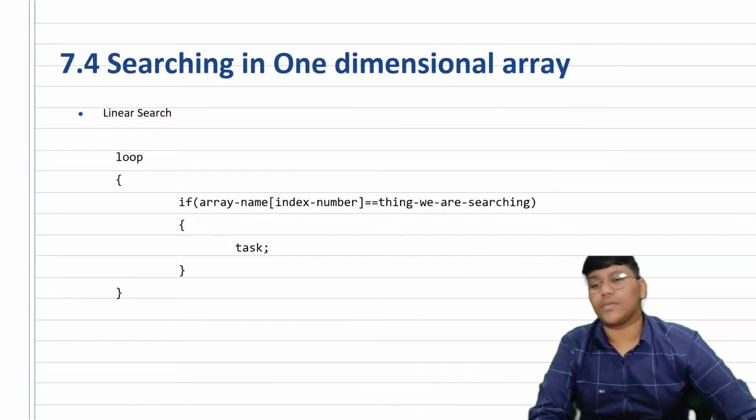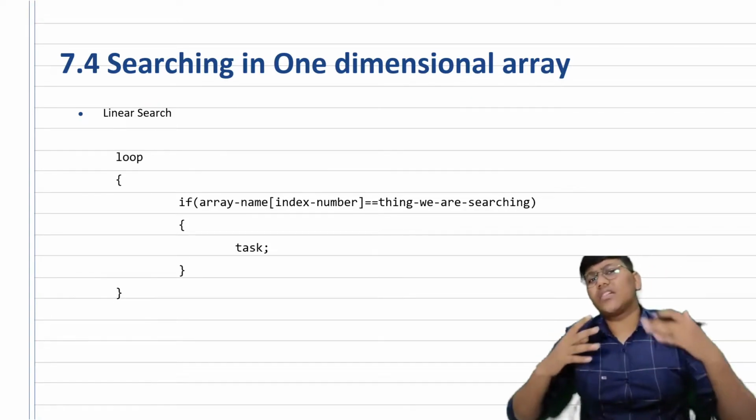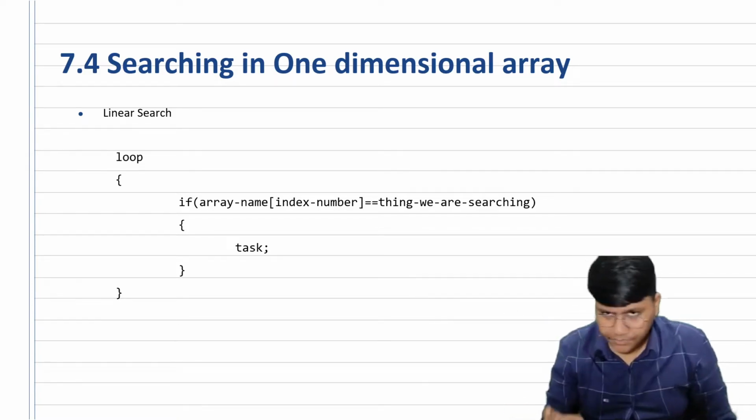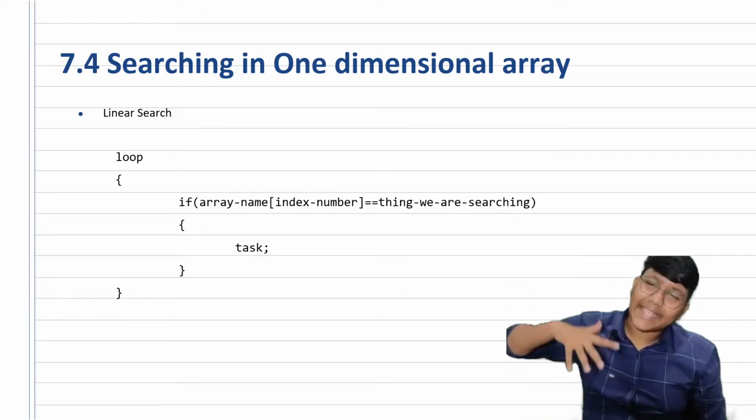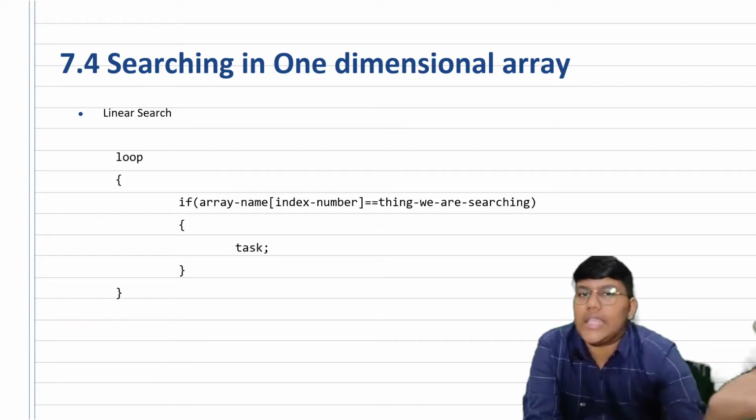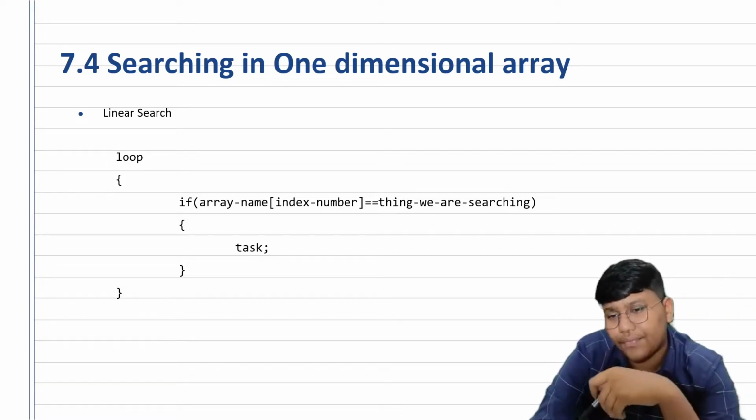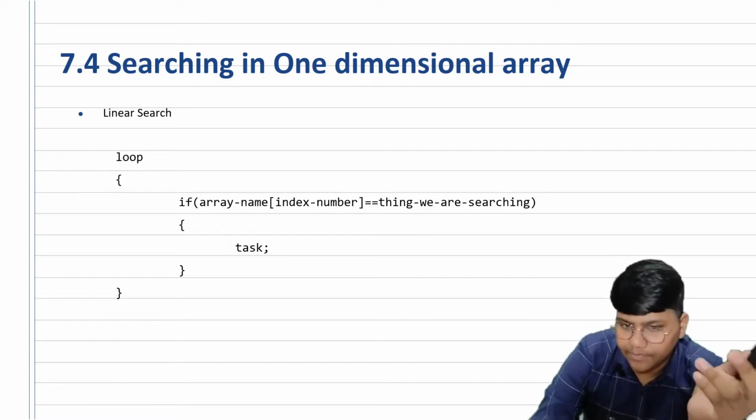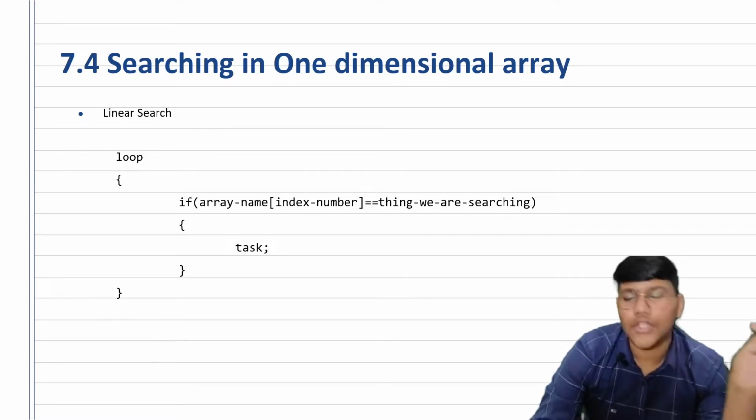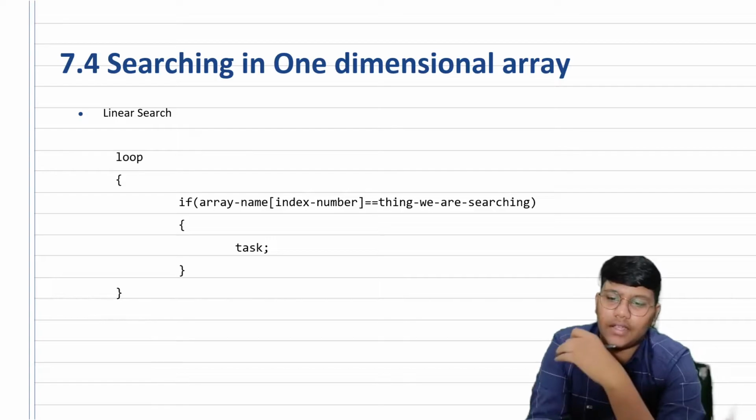Simple. Now topic number 7.4, searching in a one dimensional array, linear search. For example, you have to search for an element in the array and print out the index. You have to take out the index of the number. So we'll write a loop I equal to 0, I smaller than the length of the array, I plus plus, if array name I equal to, for example, the number 5 we are searching for, it will do the task.